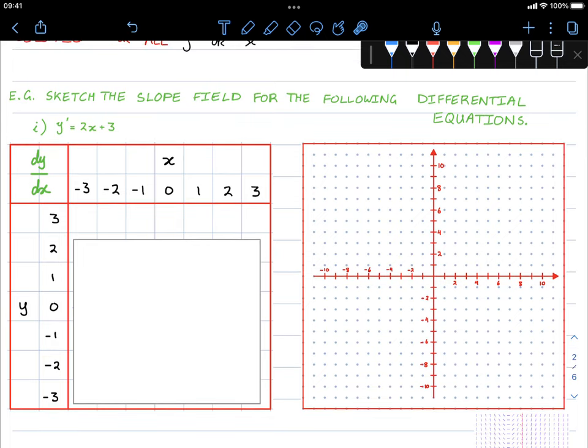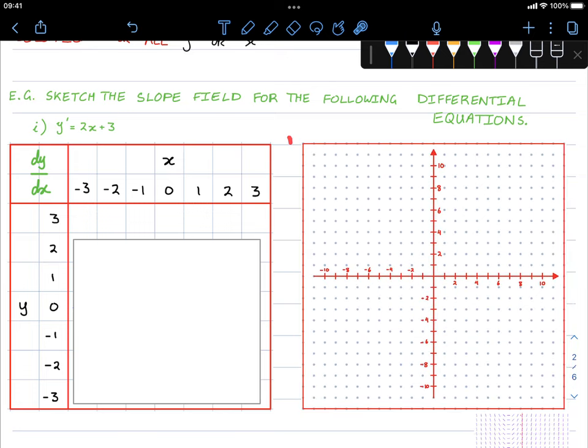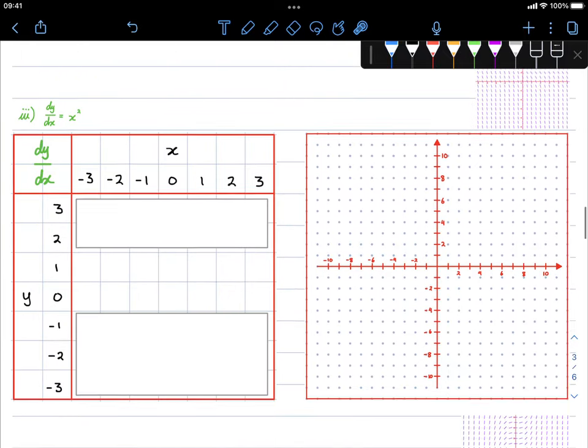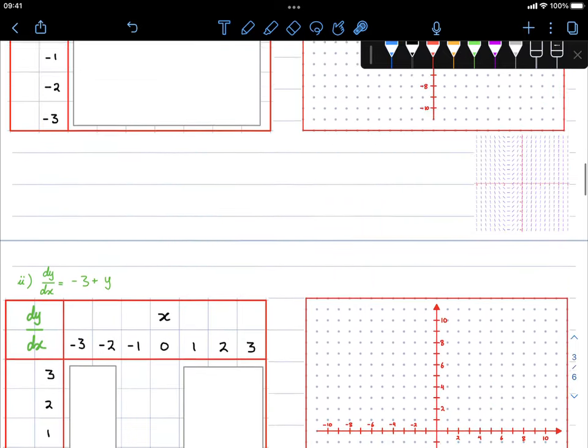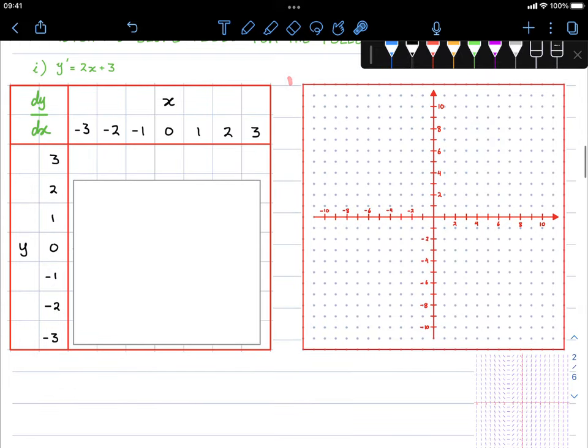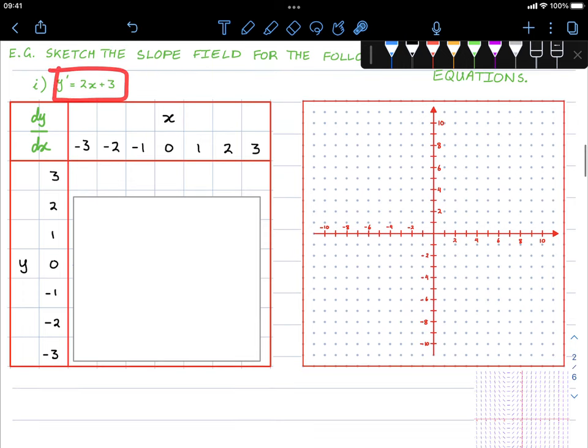This will make a lot more sense when we get into our first example. We're going to sketch the slope field for four different differential equations: 1, 2, 3, and 4. But for this video, we'll just stick to the first example. We have a differential equation 2x plus 3. We know that the solution to this would be x squared plus 3x plus c. But because we don't know what c might be, we're going to draw a slope field.